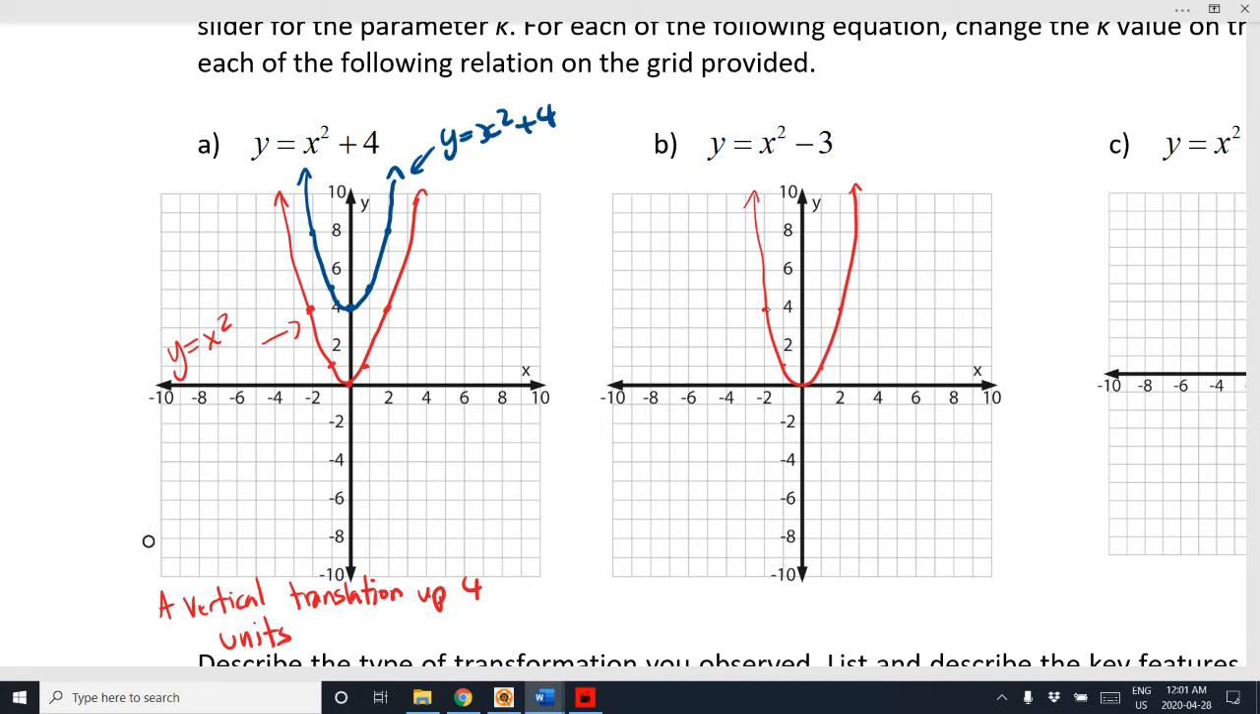So let's start with this one. We're going to go down 3 units. 1, 2, 3. This one's going to go down 1, 2, 3. 1, 2, 3. 1, 2, 3. And finally 1, 2, 3. And let's draw our new parabola down here. So the relative position of their points are going to stay the same. With this translation, it's just moving up and down on the Cartesian plane here.